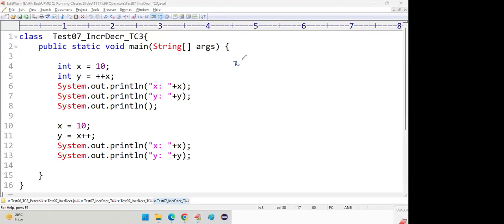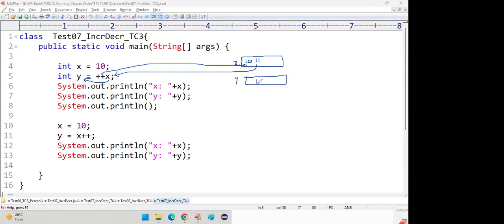Draw memory. X memory is created with what value? 10. Plus plus x means what? First, increase: 10 is replaced with 11. Then read. Then store. What is the y value? 11. What is the x value? 11. What is the y value? 11. So simple. Confusion masters.